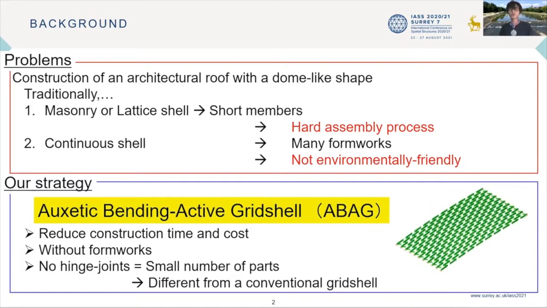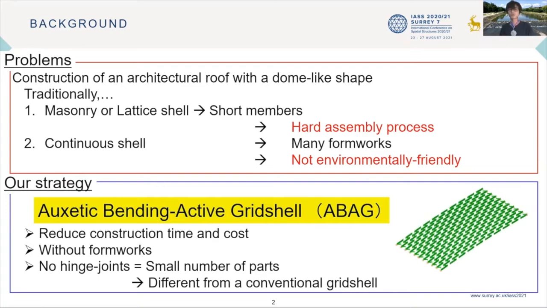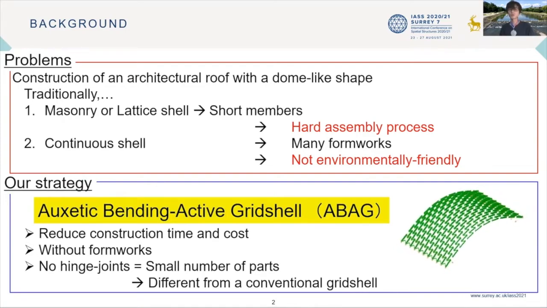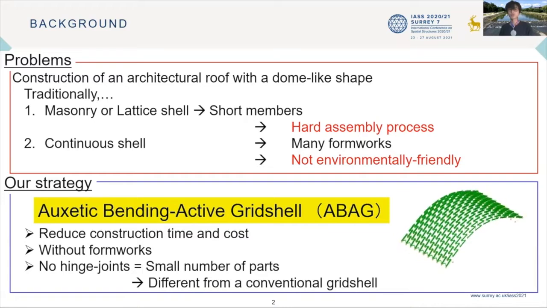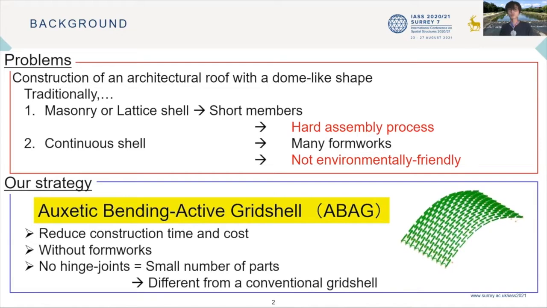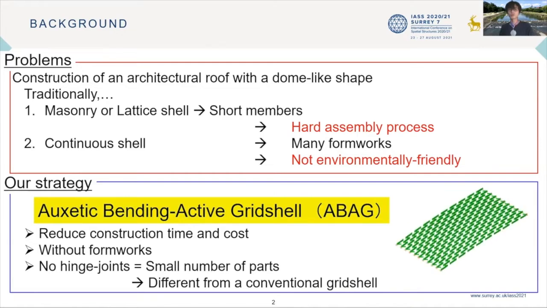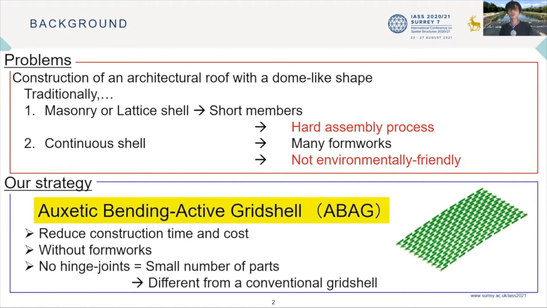But masonry and lattice shell, respectively, are composed of small bricks and short trusses, which tend to lead to a hard assembly process. A continuous shell requires many formworks. Formworks are often disposed of after construction is completed. It is not environmentally friendly. To overcome the problem, all-stick bending active gridshell can be a useful tool.